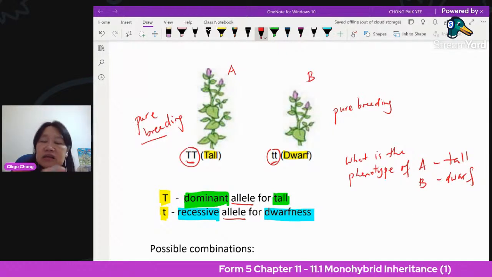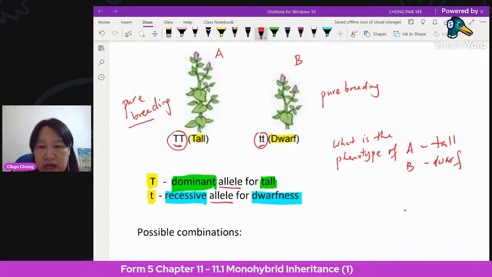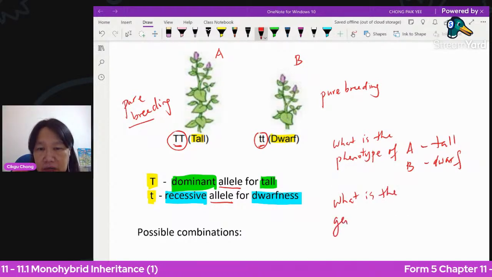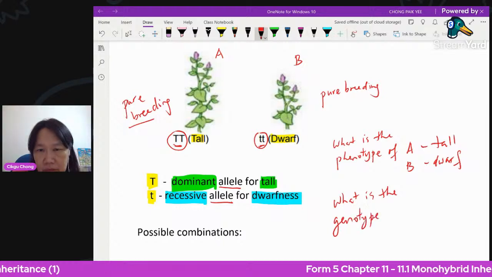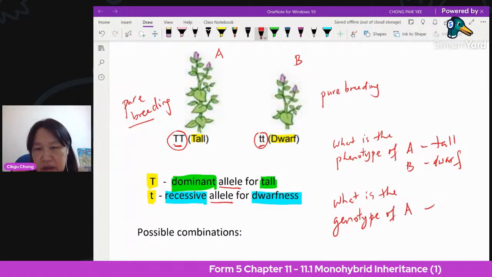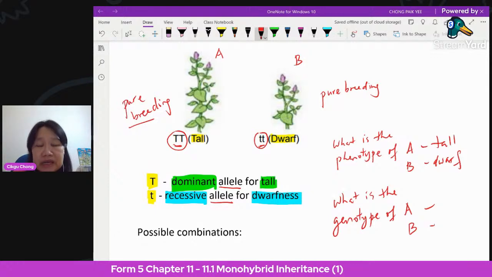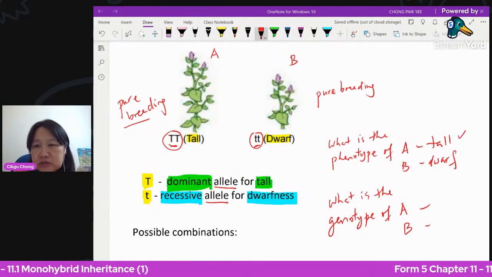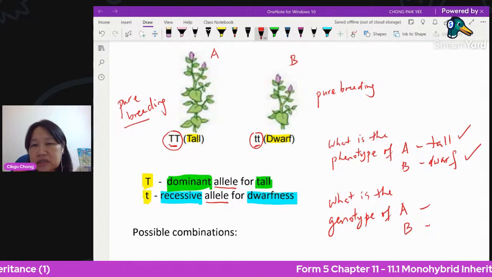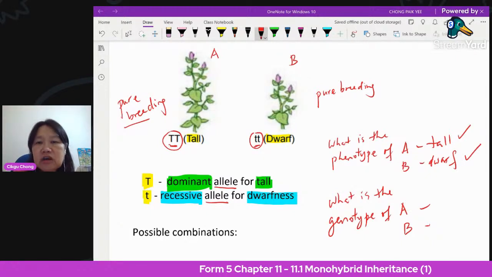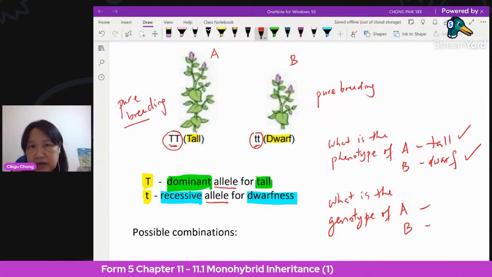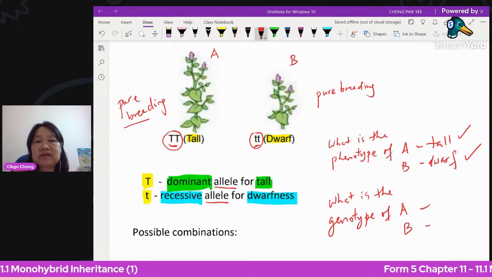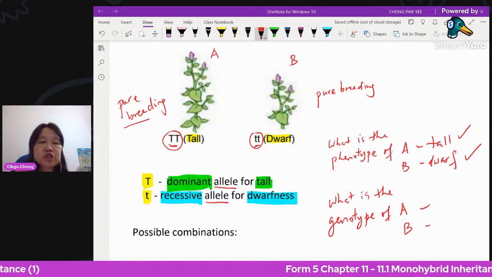All right, now, another thing I want to ask you is the genotype. If a question asks you, what is the genotype of A? What is the genotype of B? Now, you don't give the answer tall or dwarf. That answer is correct for phenotype, but if you give it here, it's wrong. Because genotype is not referring to what you can see from the outside. It is what type of gene it actually has, what is inside.